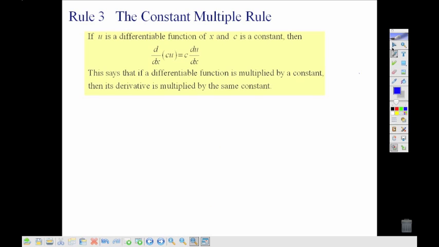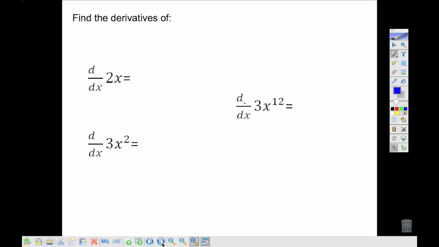The next rule is the constant multiple rule. If we have something like 3x to the 5th, but it has a number in front of it, a constant multiple, what it's telling us then is if I want the derivative of this, I can just pull the 3 out and really just focus on the derivative of x to the 5th. So here are a few examples. If I had 2x, basically I would pull the 2 out, I would think about the derivative of x, which, using the power rule, exponent of 1 would just be 1. The next one would be 3 times the derivative of x squared.